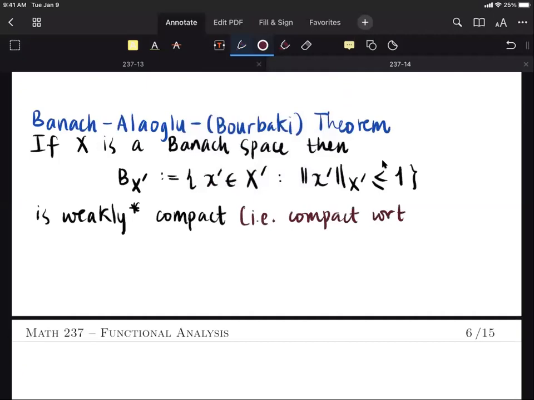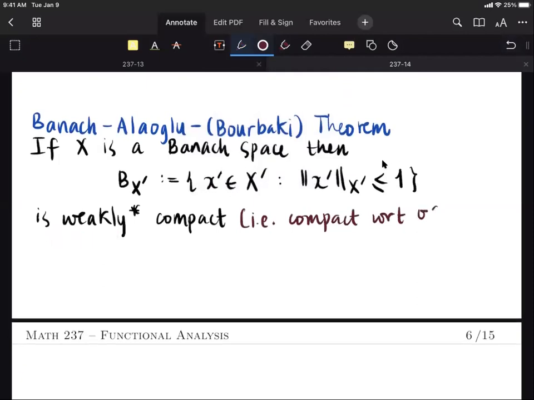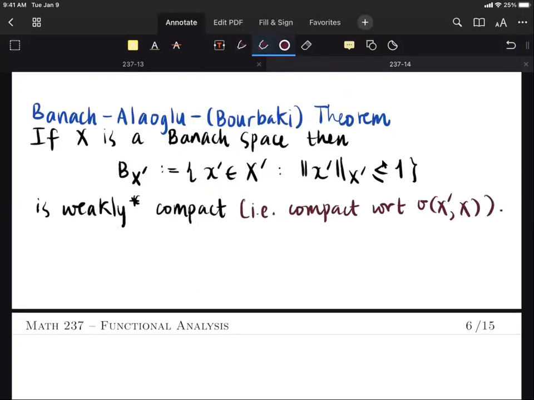Take note that compactness depends on the topology or the open sets involved. So you need to specify here what is the corresponding topology. Again, here the topology should be in X prime because this is a subset of the dual space. So in a Banach space, the closed unit ball is not compact in the weak topology in general, but it is compact with respect to the weak star topology.